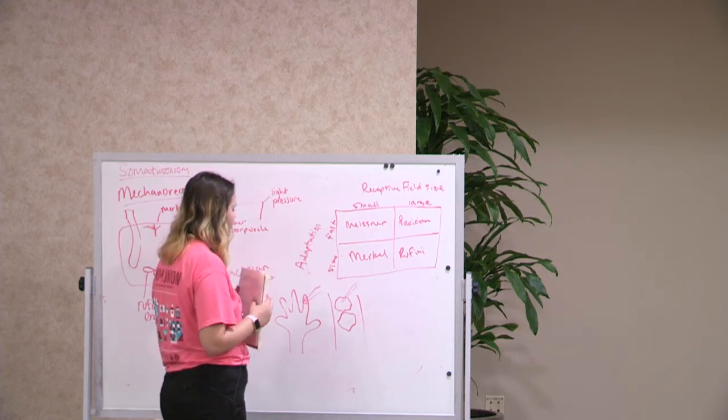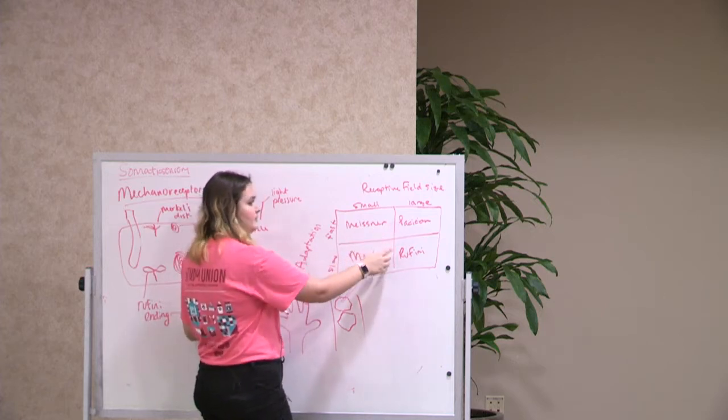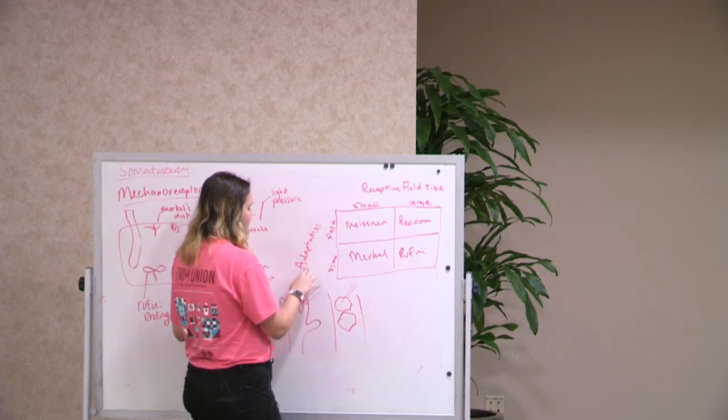So again, Meissner and Merkel have smaller receptive field size. Pacinian and Ruffini have larger field size. So what does adaptation mean?